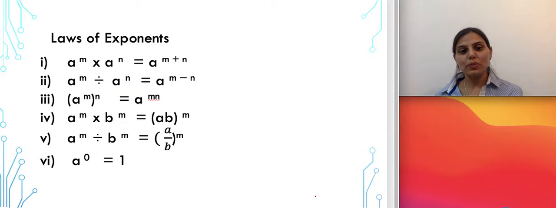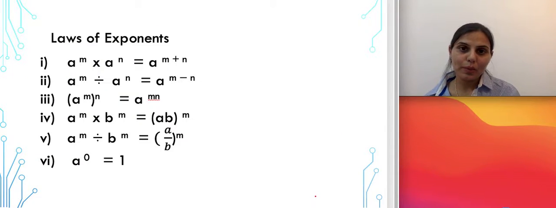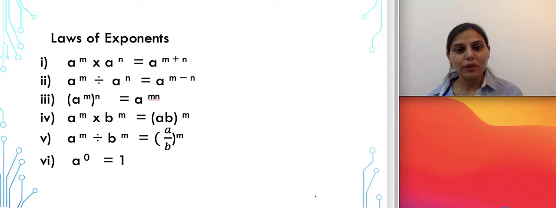Now, for laws of exponents, there are different laws which are applicable when we start solving the exercise. Let's go through the laws first. The first law is a raised to power m multiplied by a raised to power n is equal to a raised to power m plus n. That means if two bases are same and their powers are different, when we have the sign of multiplication between them, then we add their powers. Similarly, when we have the sign of division between them, we need to subtract their powers.